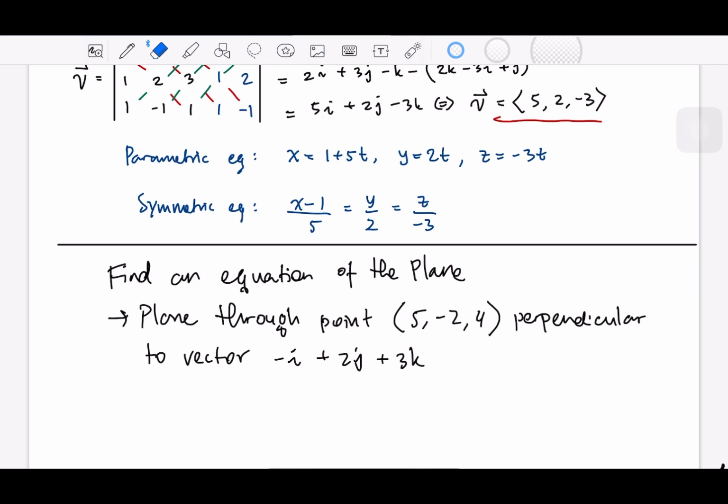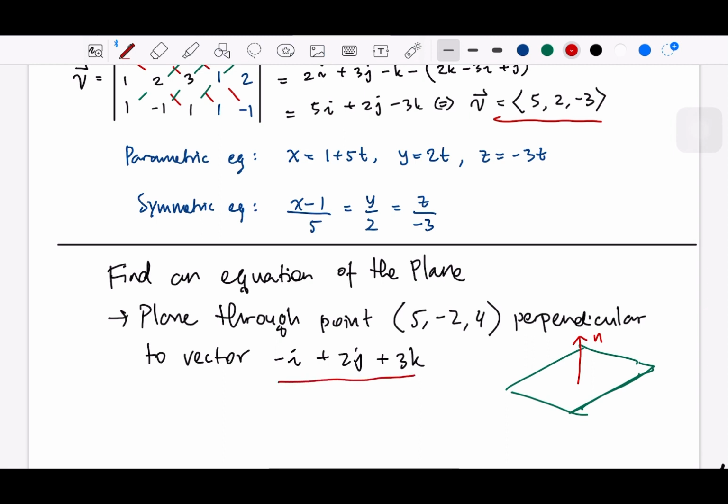So we can say, if we take, for example, just a random plane to visualize this. This plane should have the normal vector, right? And then we have a vector that is perpendicular to the plane, which has the same direction as the normal vector of the plane, right? So we can treat this vector as our normal. Okay, so we can take this as our n.